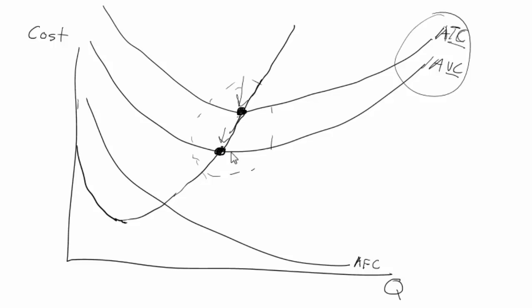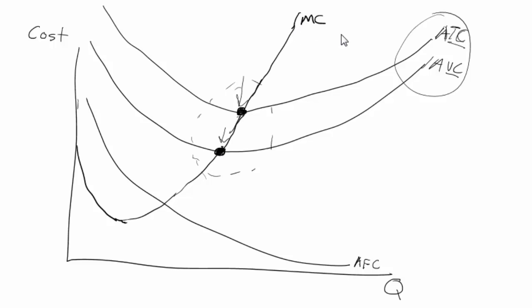Remember, we said we're interested in the minimum points here of the average cost curves. Marginal cost, by definition, has to intersect averages at their minima. And I'll briefly explain why. If the marginal is below the average, it's going to be pulling the average down. And if the marginal is above the average, it's going to be pulling the average up. Well, that means it has to intersect the average at the minimum.